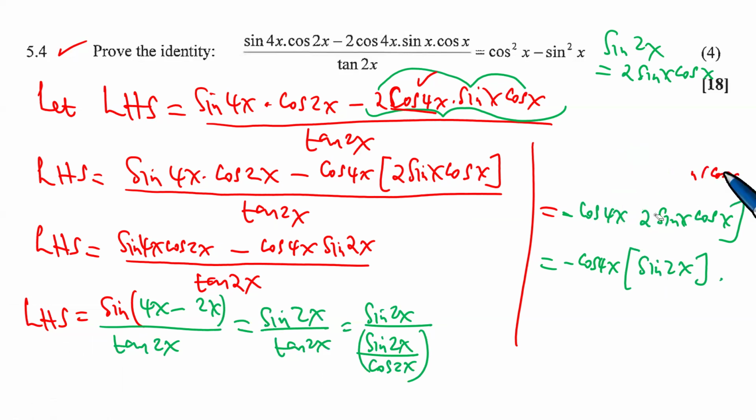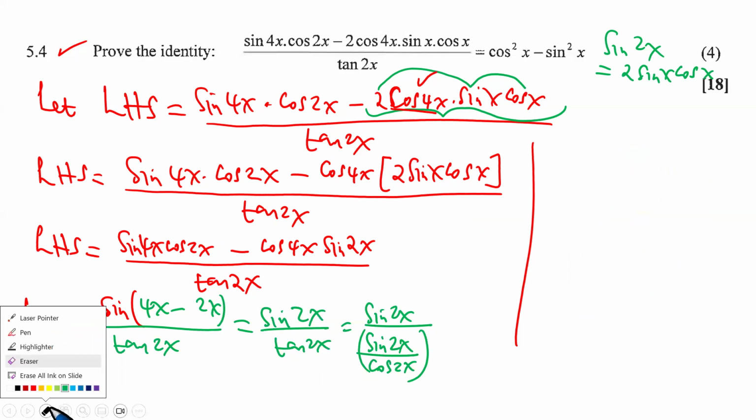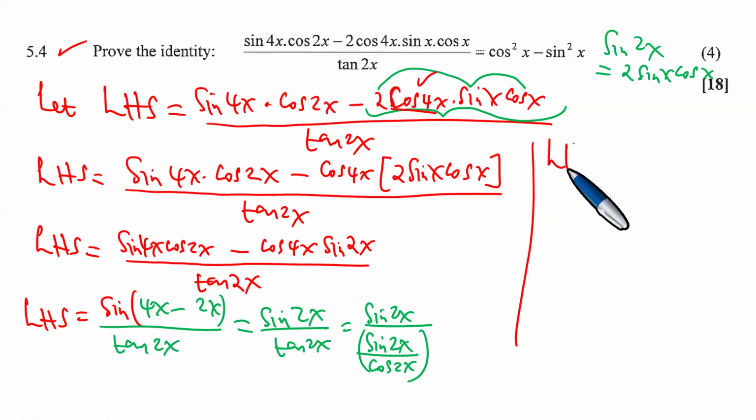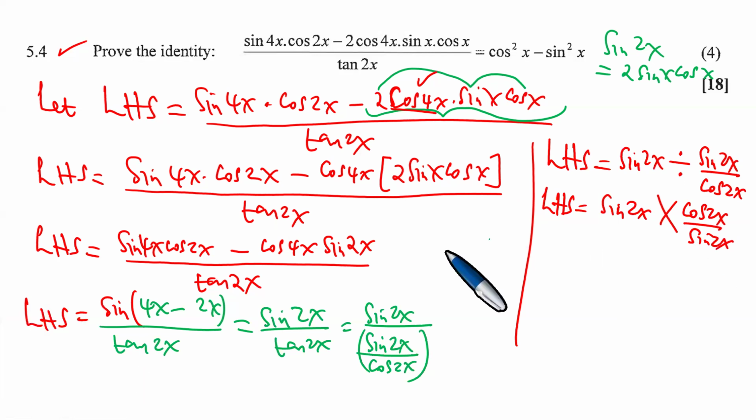Okay, let's proceed here on the right of the board. I want us to now deal with the right-hand side. So we have this, you divide by sine 2x over cosine 2x. We multiply by cosine 2x over sine 2x. So this one cancels out, giving us cosine 2x.